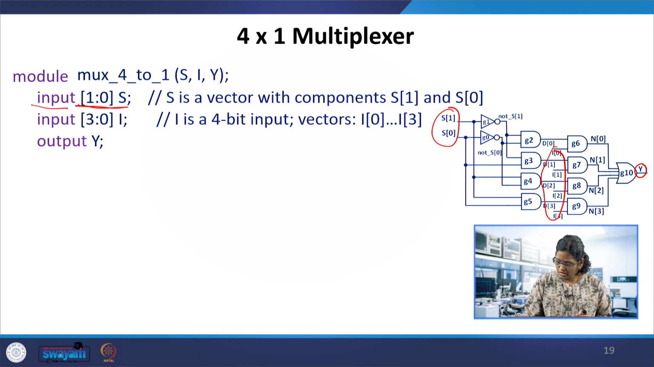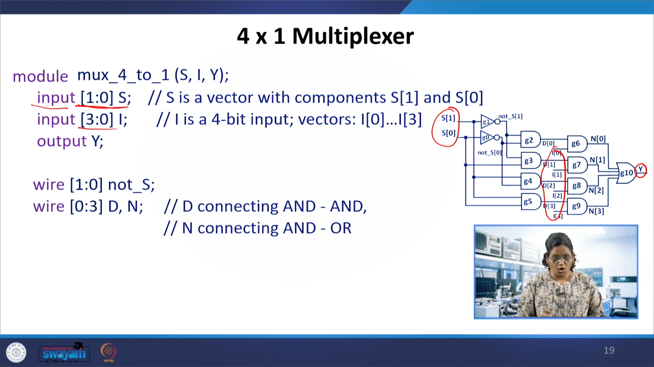Similarly, the other input I, the data input to the multiplexer, is combined as 0 to 3, 4 bits. 4 single-bit inputs are combined as one vector 0 to 3: I of 0, I of 1, I of 2, I of 3. And output Y is 1 bit. So I is a 4-bit input vector, I of 0 to I of 3. This is about input and output declarations in the combinational logic.